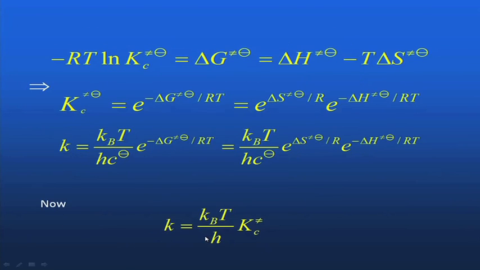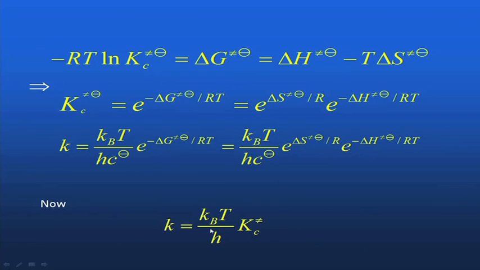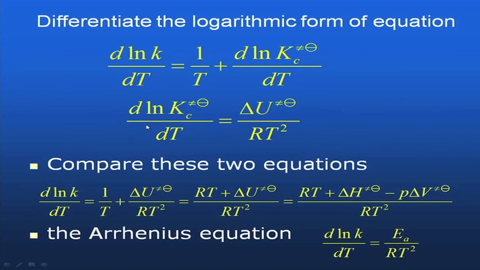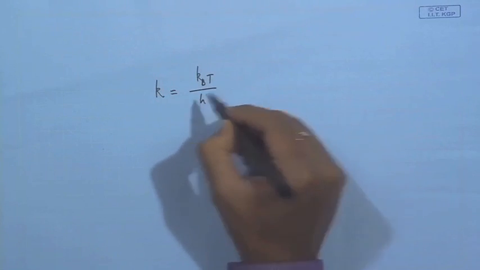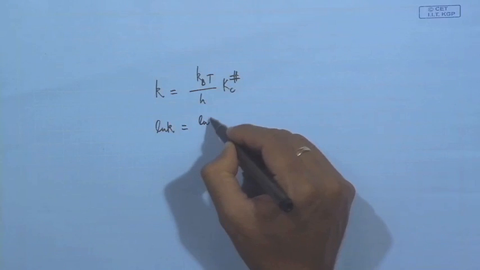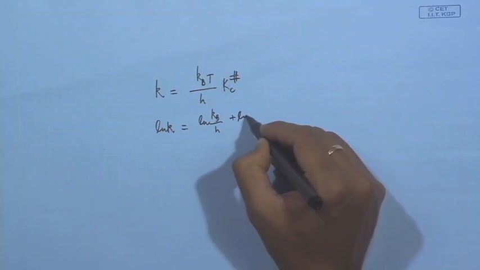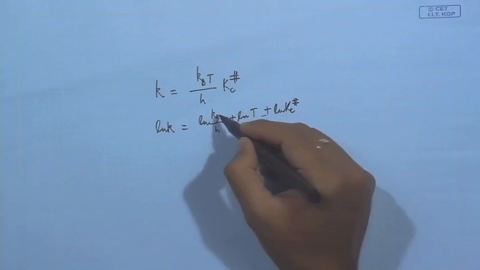So, what we have to do is take the logarithm of both sides, and then we will differentiate it. So, what should we be getting? Taking the logarithm, ln k is equal to ln kB by h, plus ln T, plus ln Kc double dagger. So, k is equal to kB T by h Kc double dagger, and ln k, that is your rate constant, is equal to ln kB by h plus ln T plus ln Kc double dagger. Here kB by h is the constant quantity.